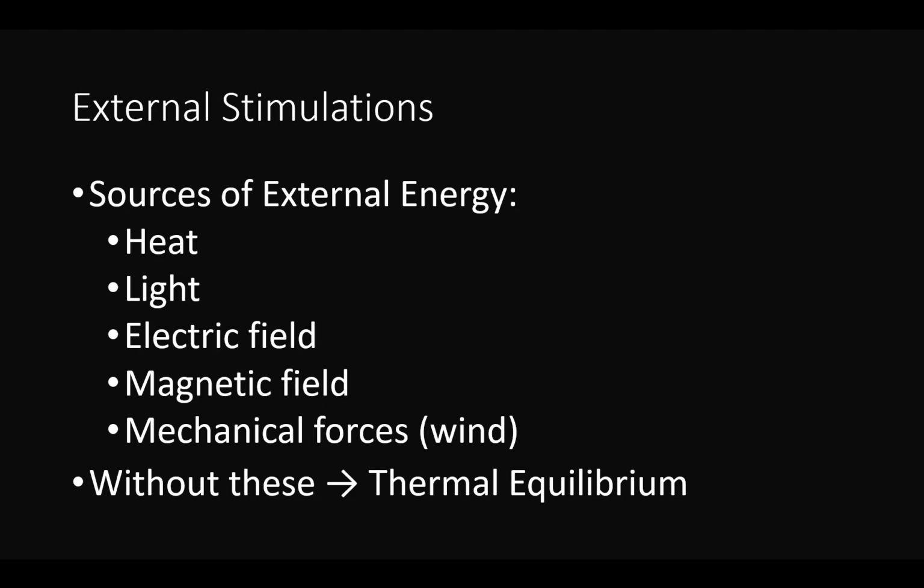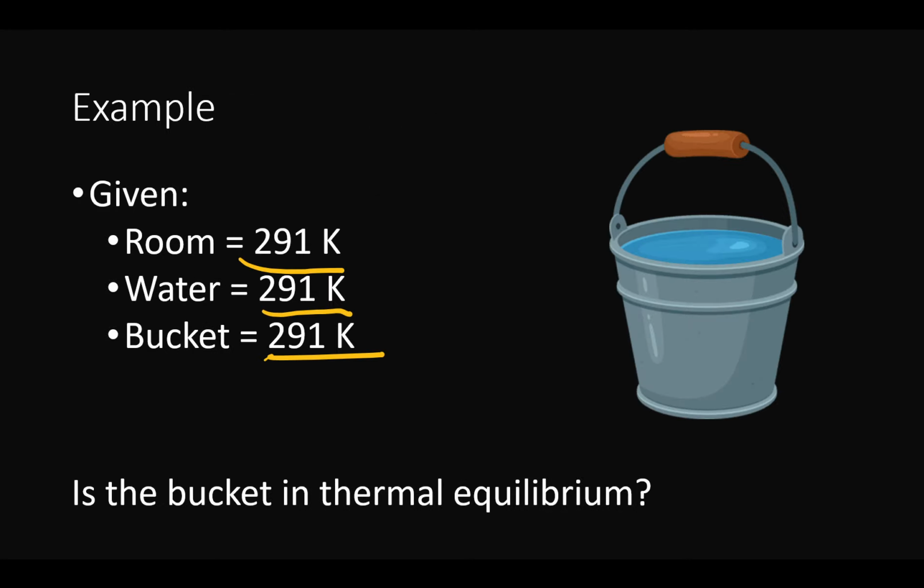So, when these conditions are satisfied, the object exchanges energy with its surroundings, but the amount of energy it receives is exactly equal to the amount of energy it gives away. As a result, there is no net change in the object's condition over time. This is called thermal equilibrium. Let us understand this through an example.